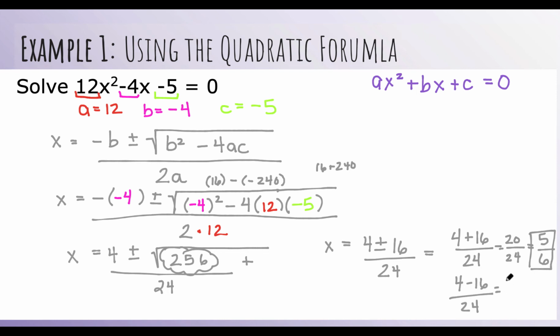And then here we have a negative 12 over 24. When we simplify that and divide the numerator and denominator by 12, we have negative 1/2. So you can see here are two x-intercepts. They're occurring at negative 1/2, 0, and 5/6, 0.